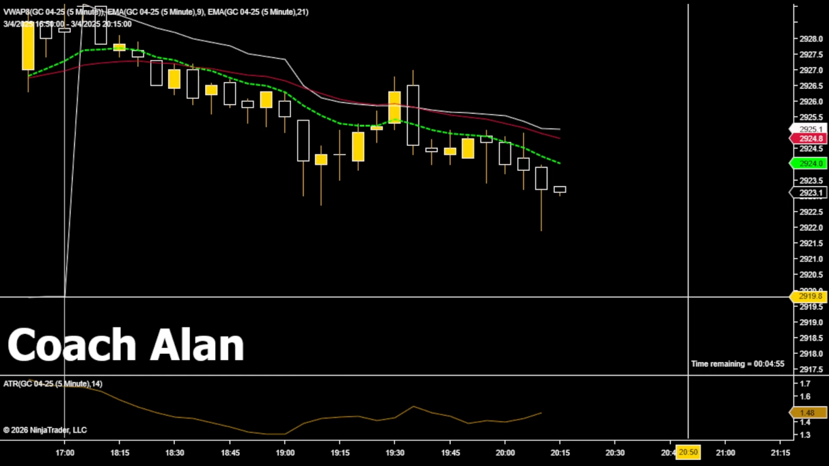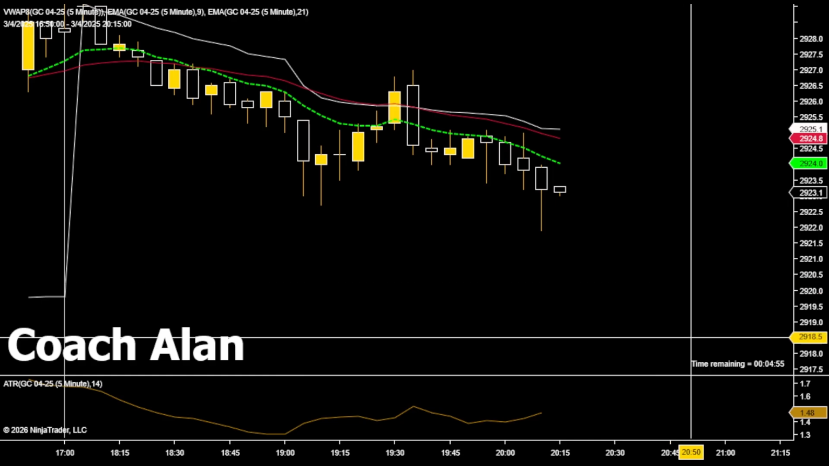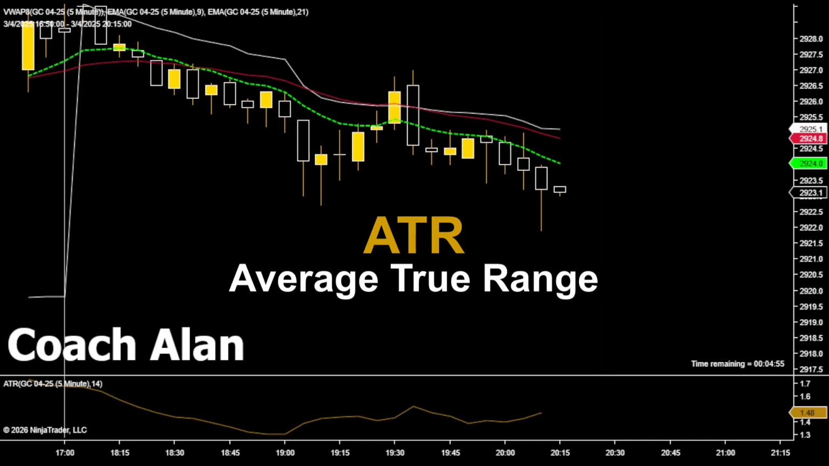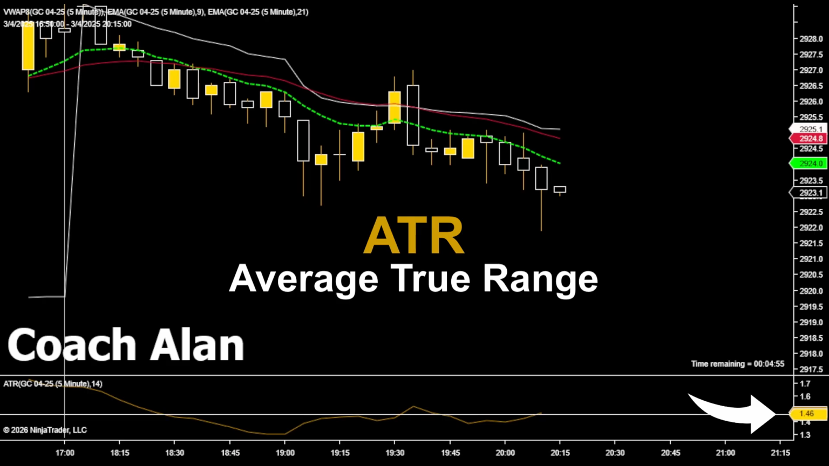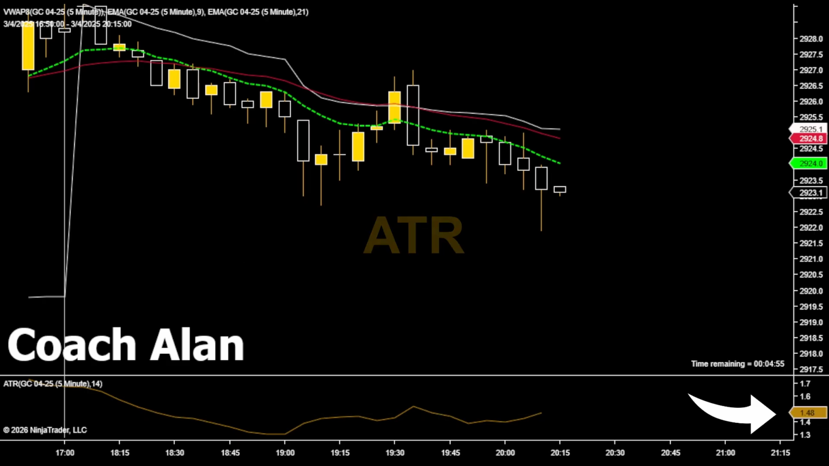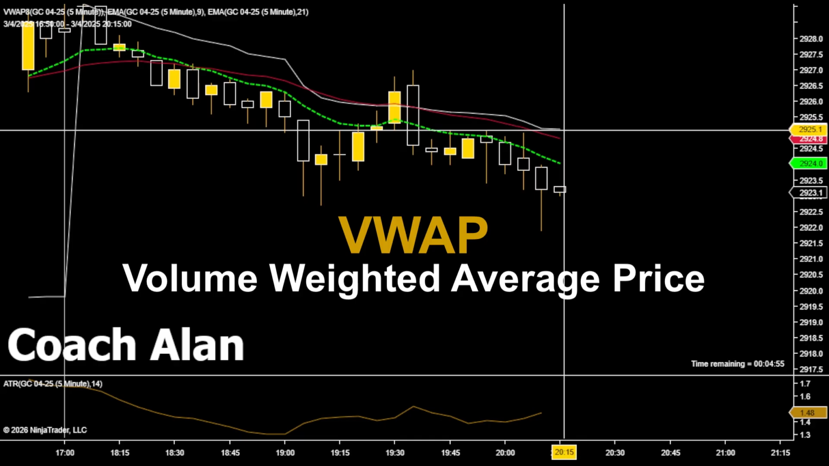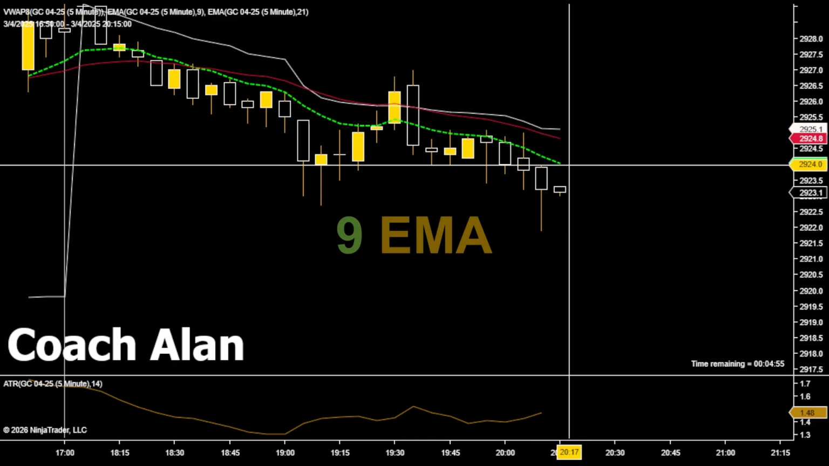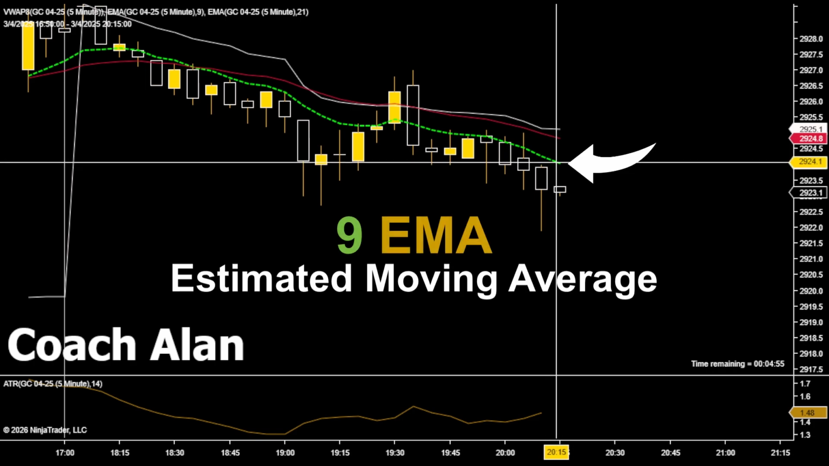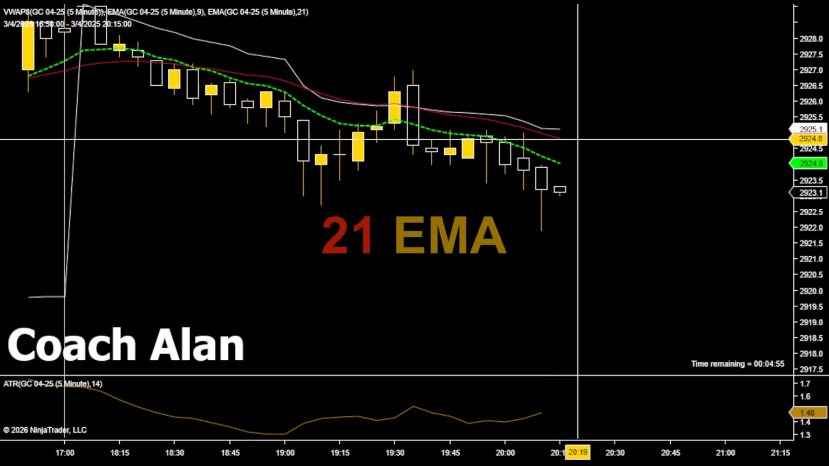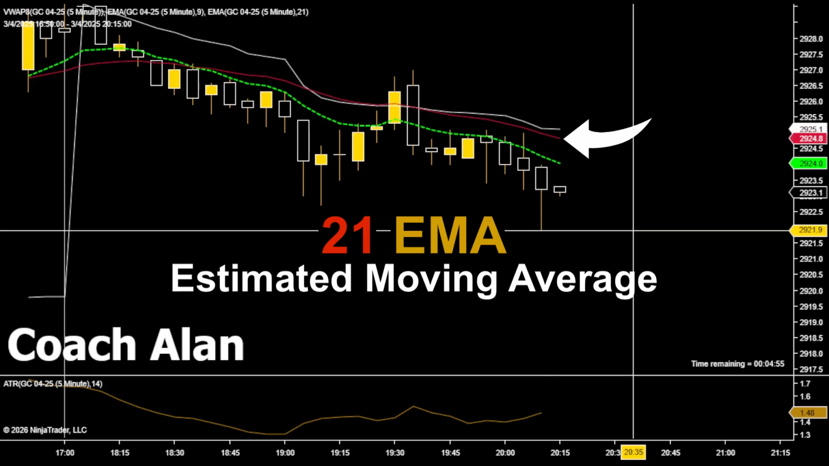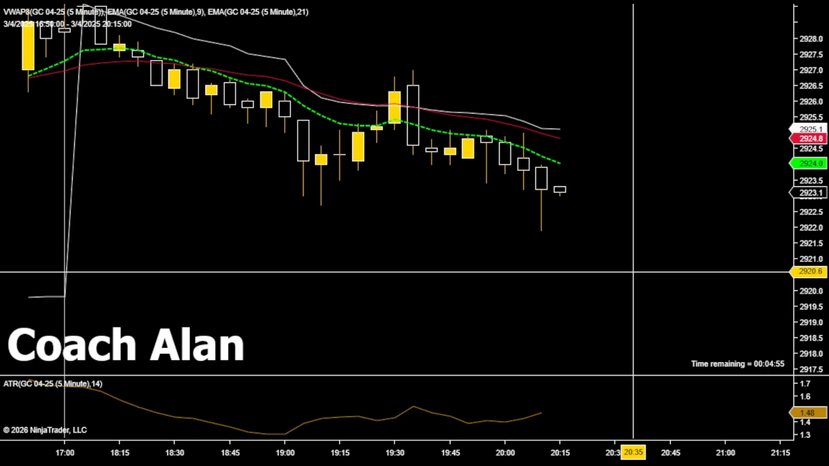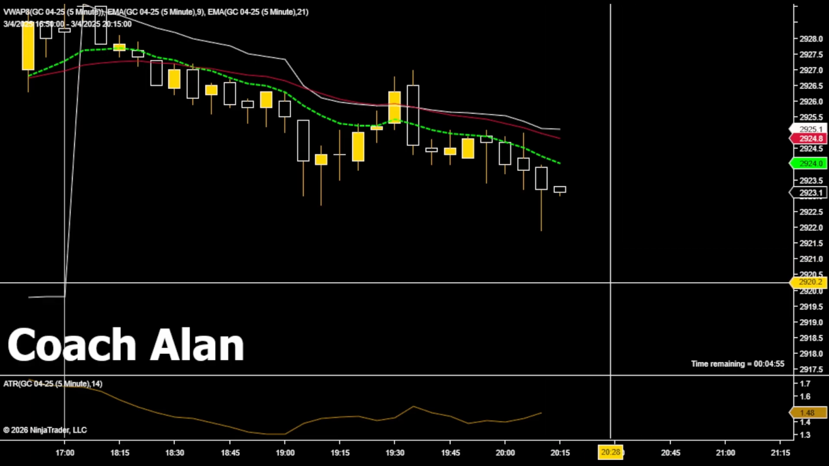First things first, I use 4 indicators. The first indicator is the ATR. ATR stands for average true range, that's this right here. Next, we have VWAP, which is this white line right here. And then we have 2 EMAs: the 9 EMA, which is this green dashed line, and the 21 EMA, which is this red line. These indicators are very important and they should be free to use no matter what platform you're using. These are native indicators.